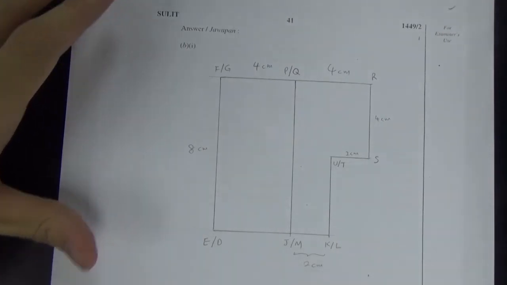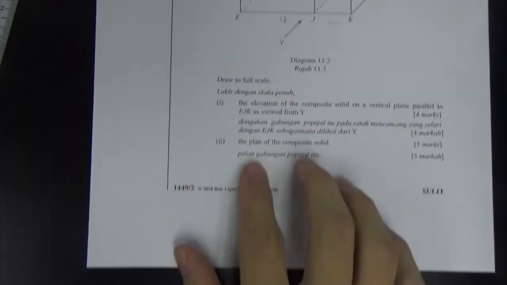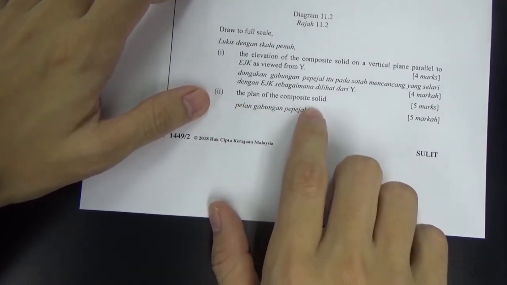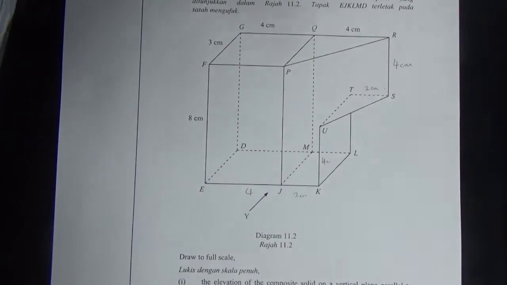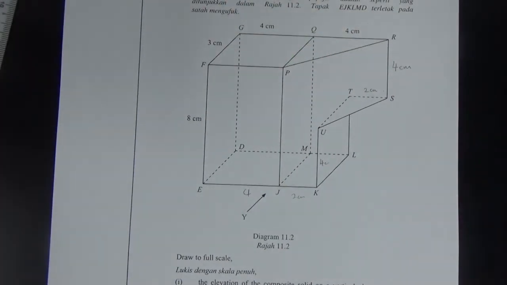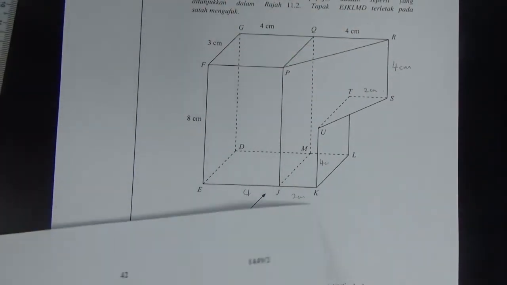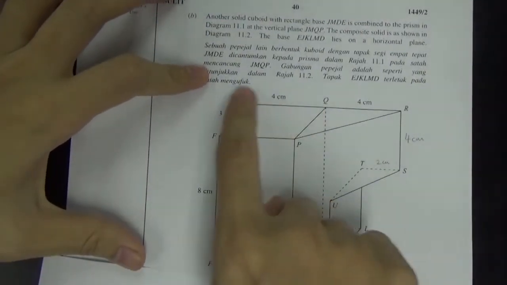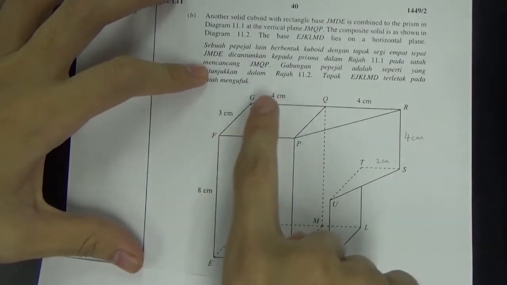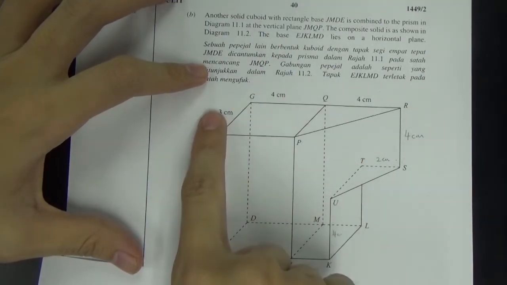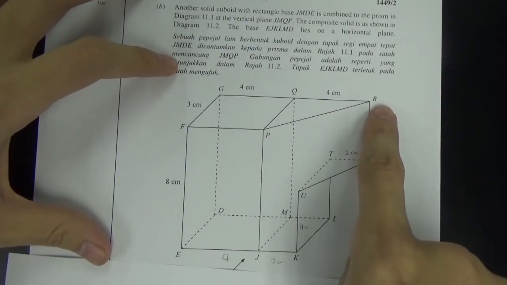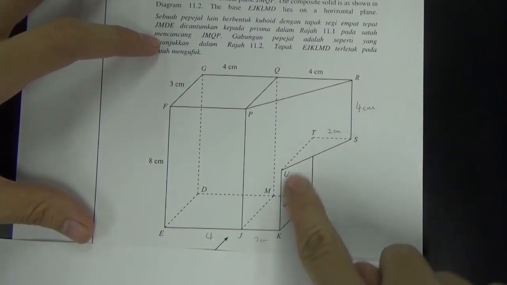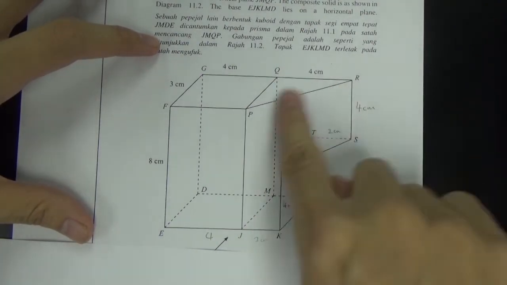Let's move on to B part 2. For B part 2, we just need to draw the plan, to full scale, of this composite solid. Plan means you look from above, the aerial view. Okay, the aerial view, we're going to see this bit from the top. We're going to see GQPF, a 4 by 3 rectangle, and probably a triangle, but then the thing is this line SU is not really parallel or at the same angle as PR.